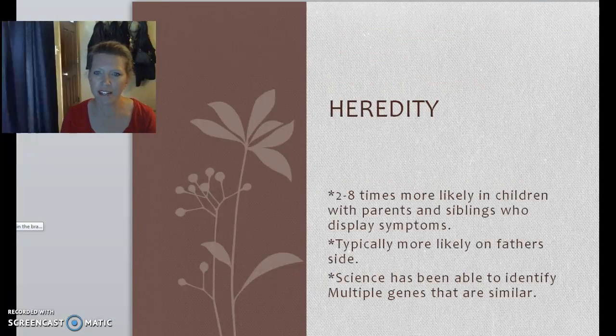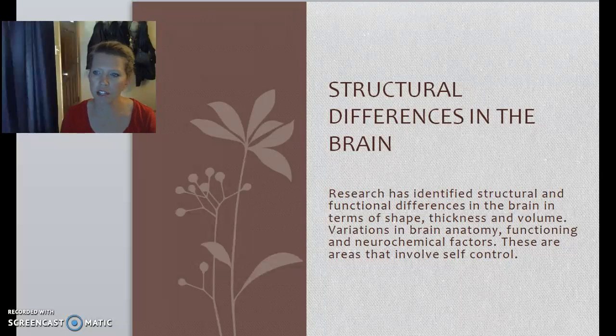When we talk about hereditary, that's pretty self-explanatory. If you have parents that tended to show signs of ADHD when they were growing up, then your children are 2 to 8 times more likely to display symptoms. Typically, they say this comes more from the father's side of the family, but science has also been able to identify multiple genes that are similar in people that have ADHD. Structural differences in the brain: research has identified that most people who have ADHD have structural and functional differences in their brain in terms of shape, thickness, and volume. And these variations in brain anatomy, functioning, and neurochemical factors seem to all involve areas of self-control in your brain. So that's another thing that people with ADHD seem to have in common.